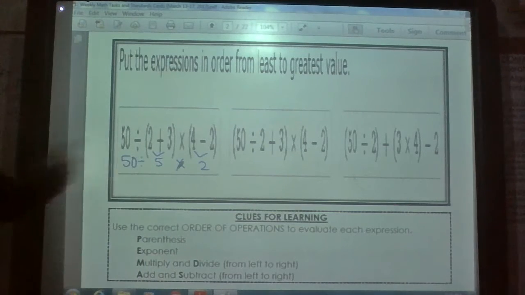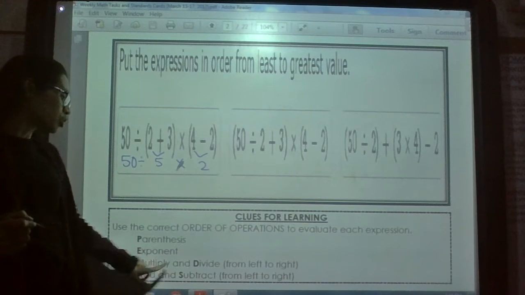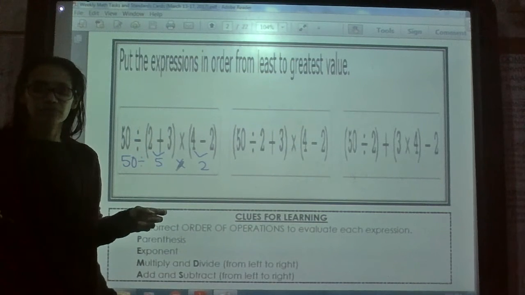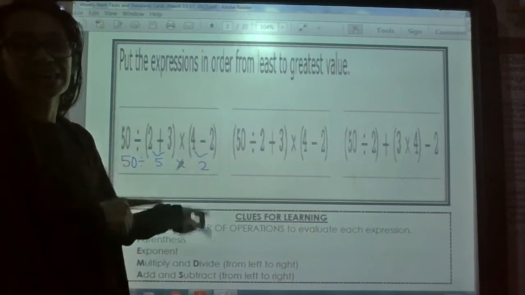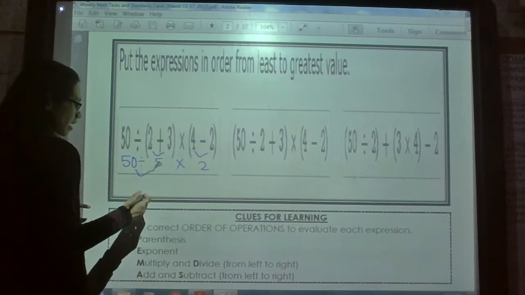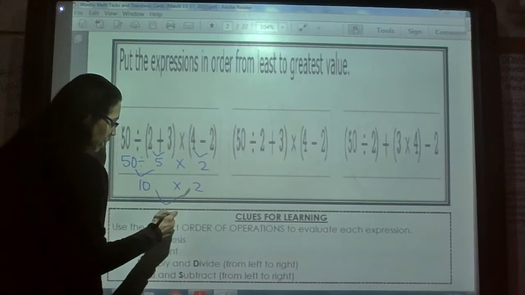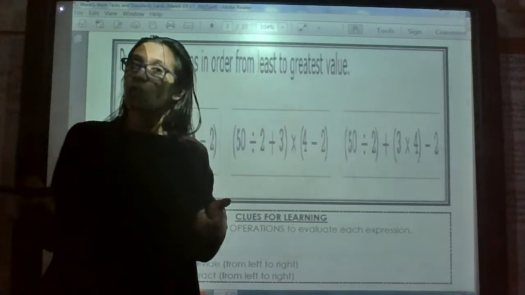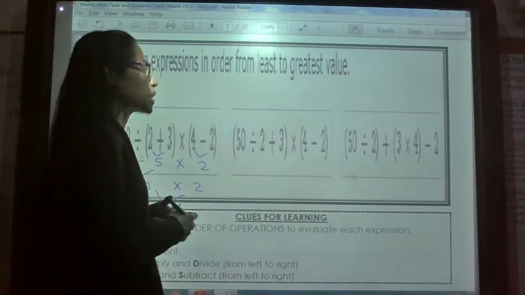All right, what do we do next? So we don't see any exponents. We do see multiplying and dividing. Now here's the dividing, here's the multiplying. So don't do the multiplying first because the rule is to go from left to right. So we divide first. 50 divided by 5 is 10, and then times 2, what's that? That is 20. Bam. So make sure you show all your work, okay? Always show all your work so you can make sure that you got the answers correct.